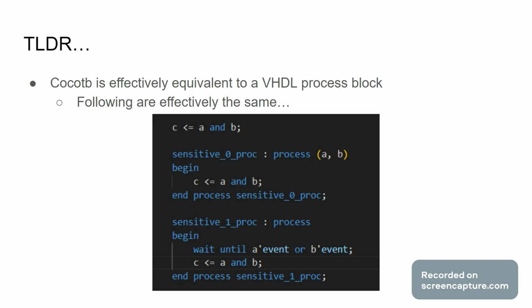Just to reinforce the point, all these statements here are the same. When there's an event on A or B, then this statement runs. I phrased that in a weird way. If A or B changes, then this C statement is going to run. Same thing with the sensitivity list process: if A or B changes, then this process is going to run, which is equivalent to this statement here. Wait until A tick event or B tick event, then this will run.